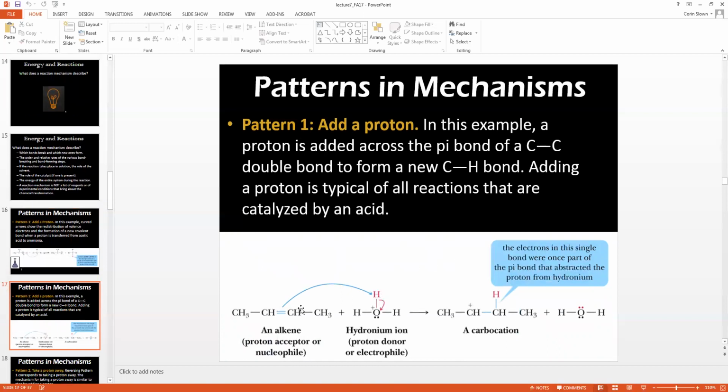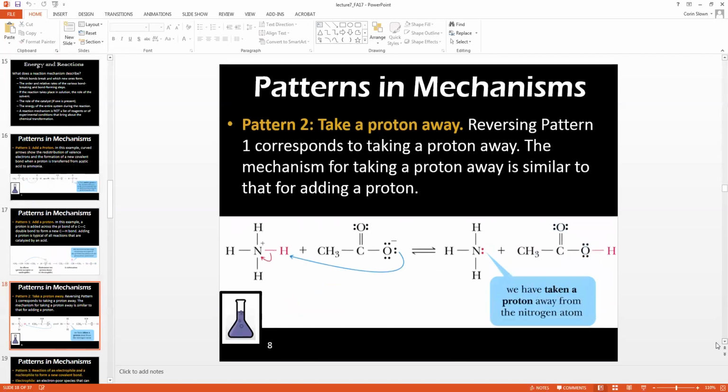Notice I can only put the hydrogen on one carbon. This means that I'm going to form a carbocation on my other carbon because I no longer have satisfied the octet rule. We're going to talk a little bit more about carbocations shortly.